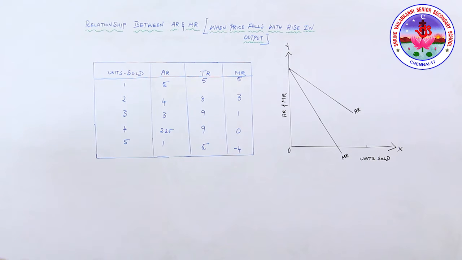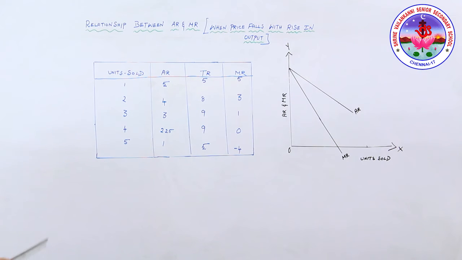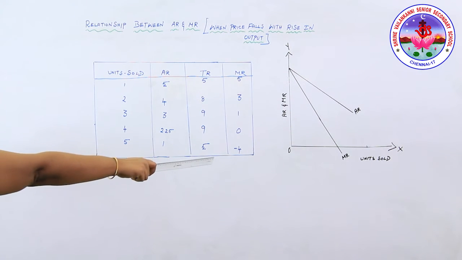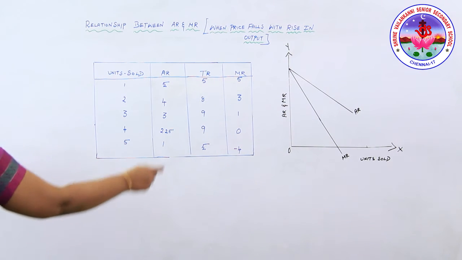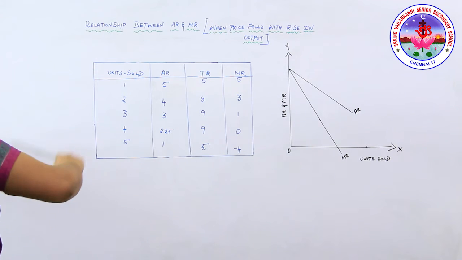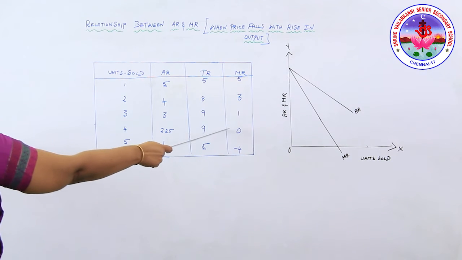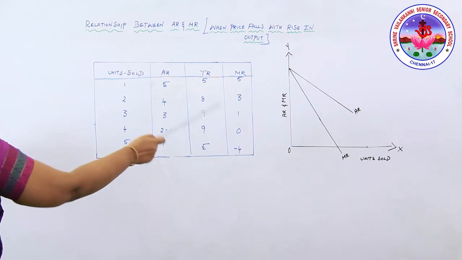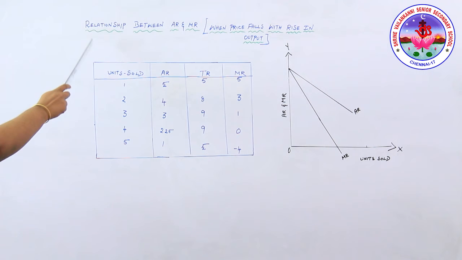So what will happen? The MR curve is steeper than the AR curve. MR is limited to one unit, but the AR is derived from all the units. So it leads to comparatively lesser fall in average revenue than the fall in marginal revenue. So the MR can be 0 or even negative, while the AR remains positive. So this is the relationship between average revenue and marginal revenue.